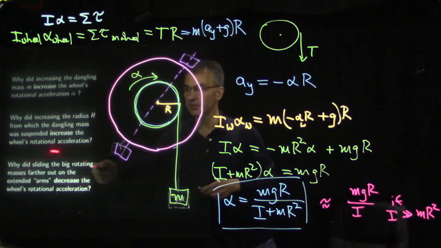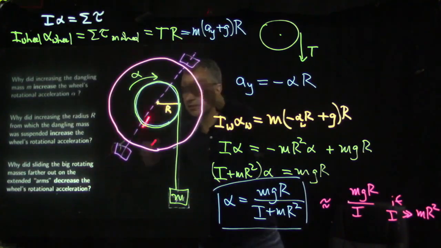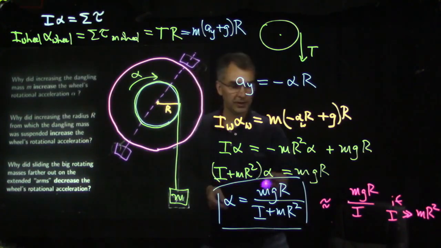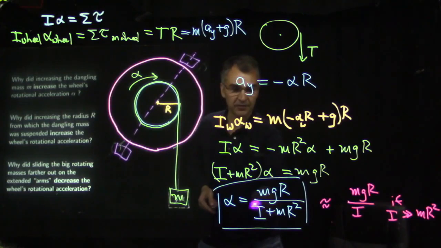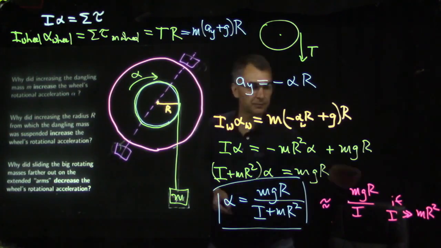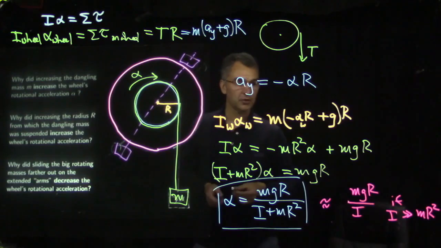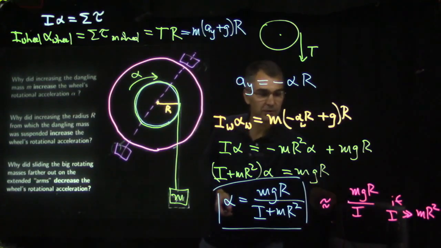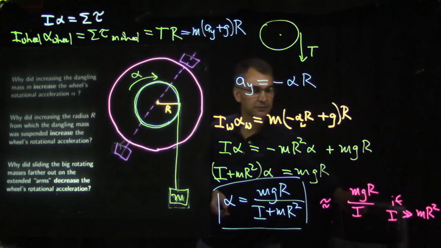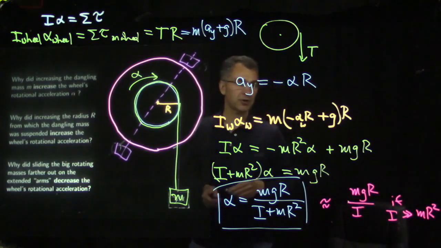Why did sliding the big rotating masses farther out on the arms here decrease the wheel's rotational acceleration? Well, you can see if you make this I bigger, and it doesn't really matter in this case whether we have this other term here or not, making this I bigger certainly makes this angular acceleration alpha smaller. But really, when we were working with the big red wheel, we were using this limiting case where alpha is approximately equal to m g r over I. So making m bigger made alpha bigger, making r bigger made alpha bigger, and making I bigger made alpha smaller. So that all makes sense.